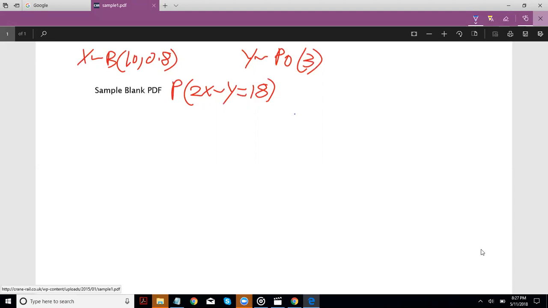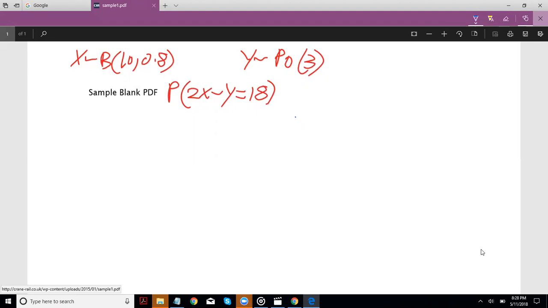Which distribution do you then use? Do you use the binomial one? Do you use the Poisson one? So because of that, you can't simply say that 2x minus y becomes another distribution, that is z, and then just solve using that new distribution, because you won't know which distribution that new distribution is. Because of that, you have to use an alternative approach.